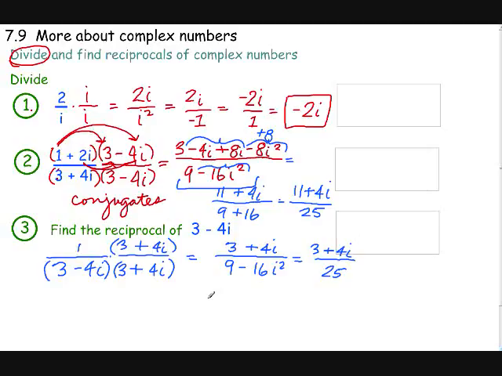Isn't that interesting? So the reciprocal of 3 minus 4i looks like this. Those are fun. They really are.